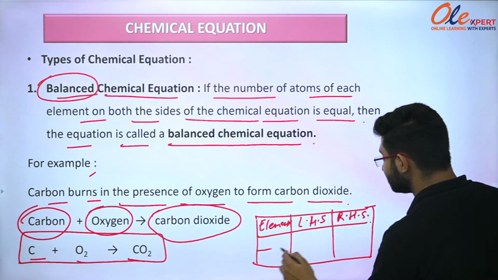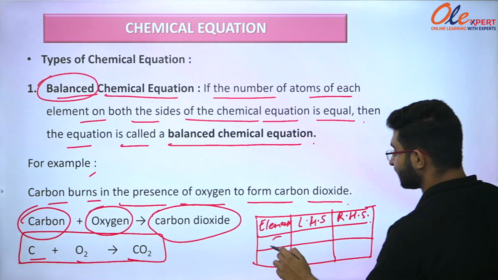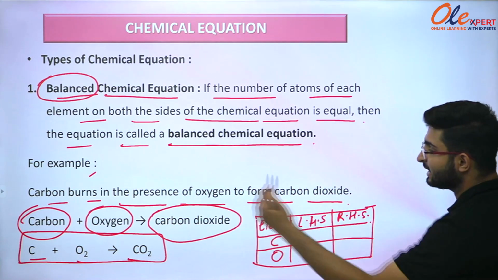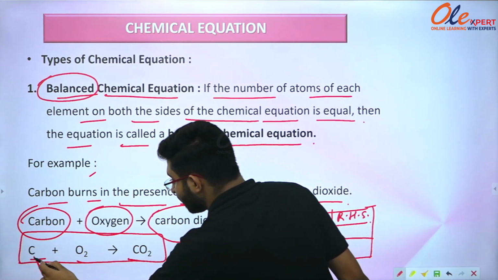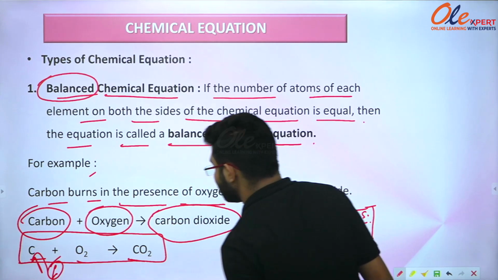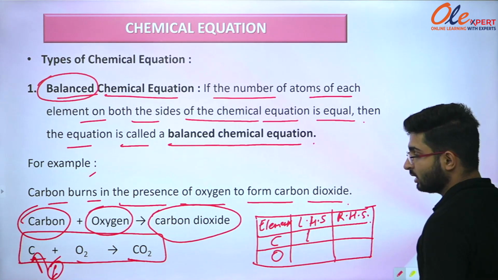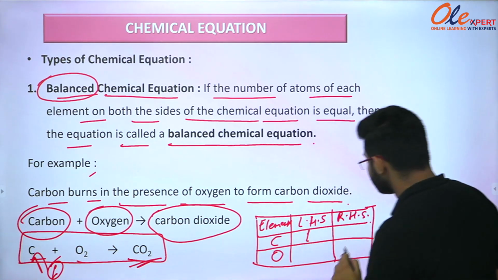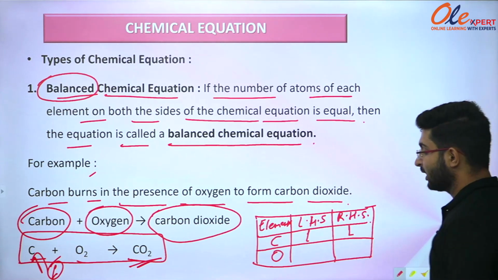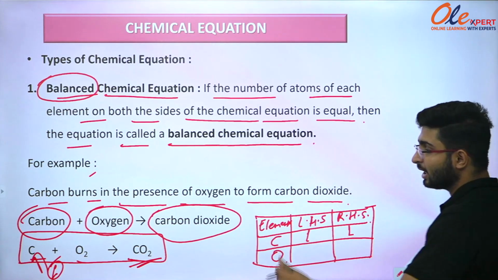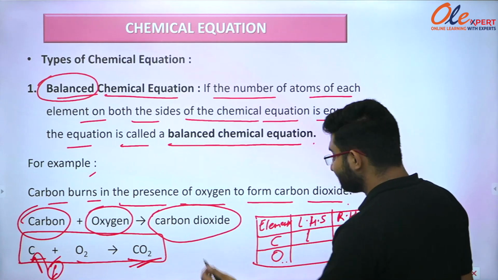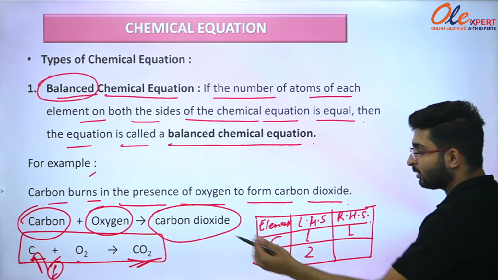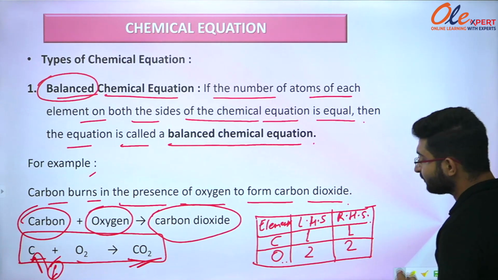Here you can see that there are two types of elements, carbon and oxygen. On the left hand side, there is only one atom of carbon, so you write 1. On the right hand side, there is also one atom of carbon. When we talk about oxygen, on the left hand side there are 2 atoms of oxygen, and on the right hand side there are 2 atoms of oxygen.